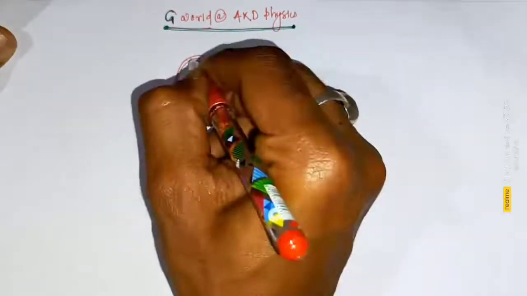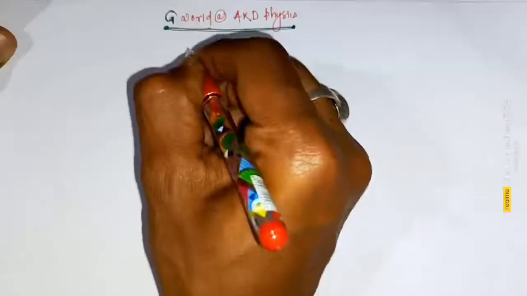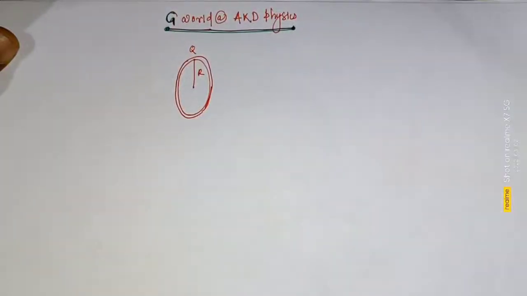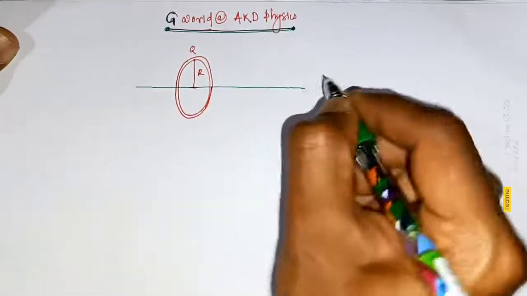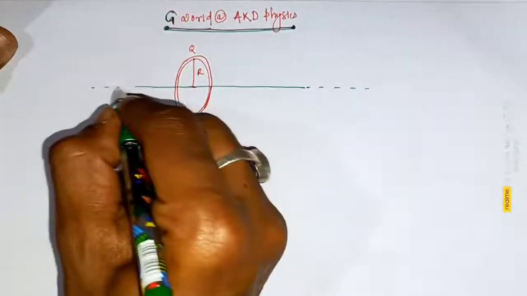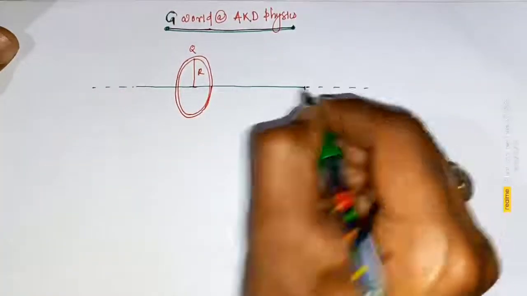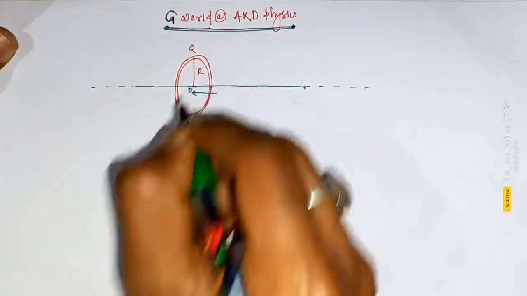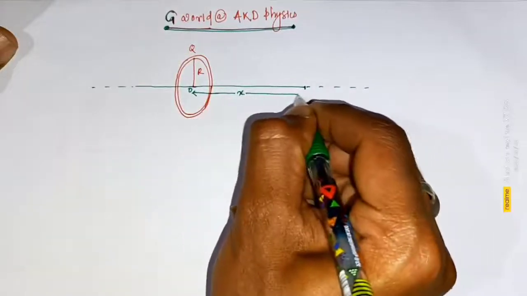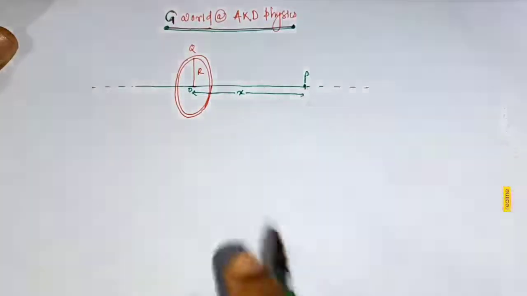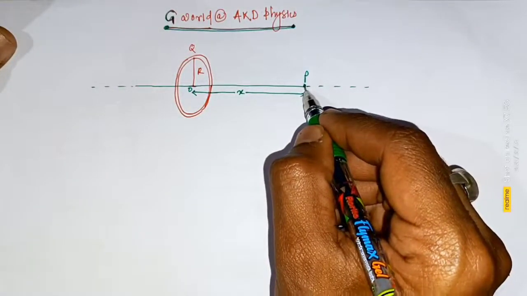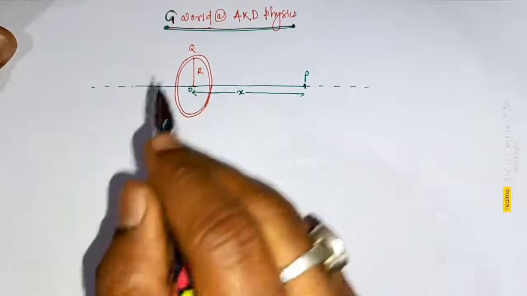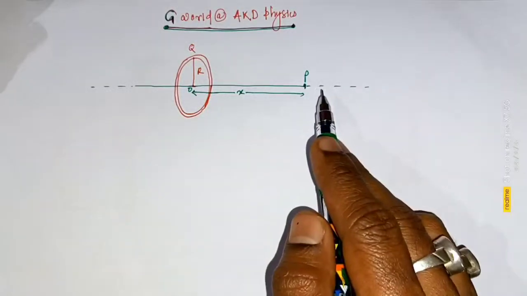This is my ring of radius r, with charge Q uniformly distributed on it. This is the axis of the ring. At a distance x from the center of the ring, a point P exists here. And what is the expression of electric field at point P at a distance x from the center of the ring? That expression we need to find.